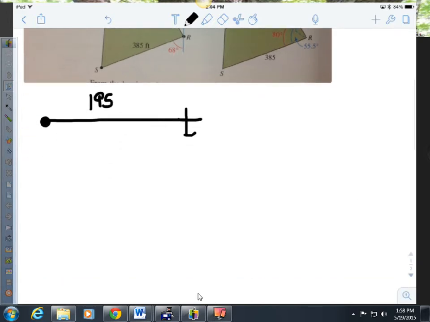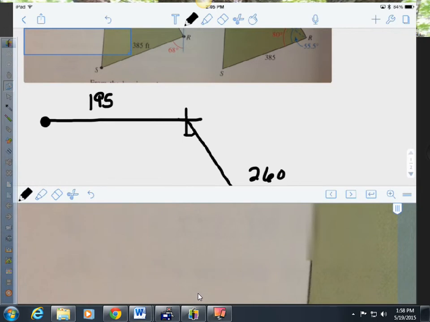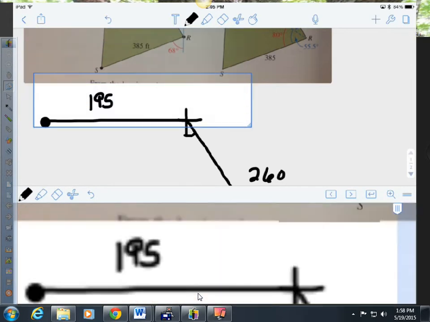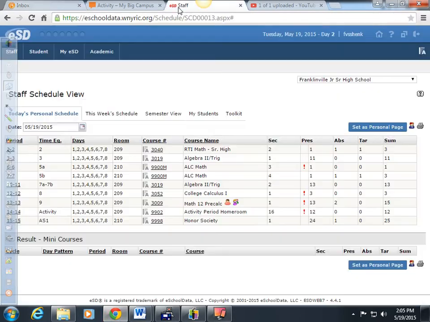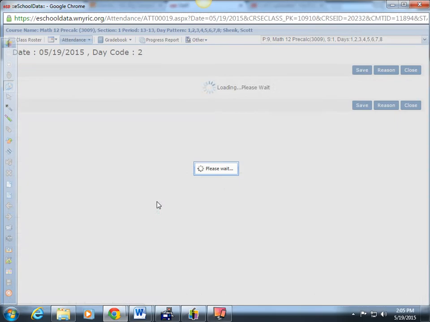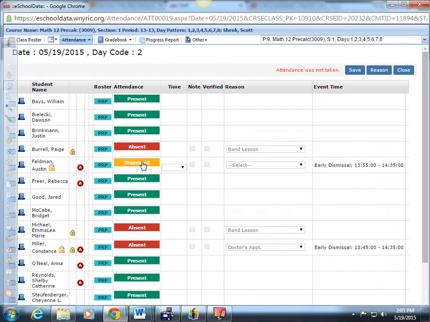So 260 feet, and right inside there is 32 degrees. 32 degrees inside of there. Please don't mess up. Okay, we're good.